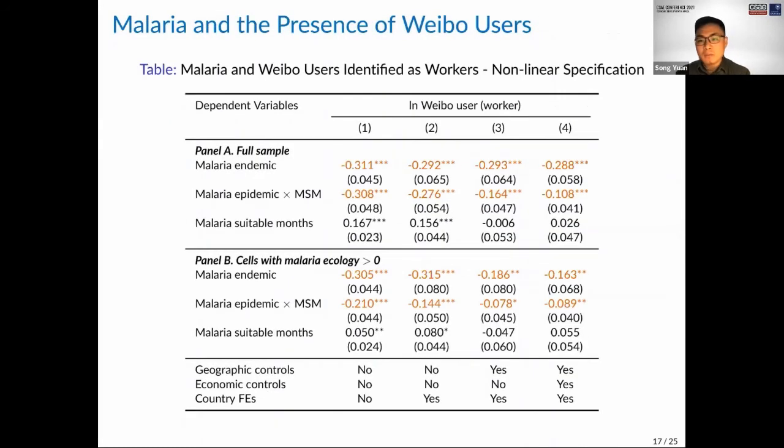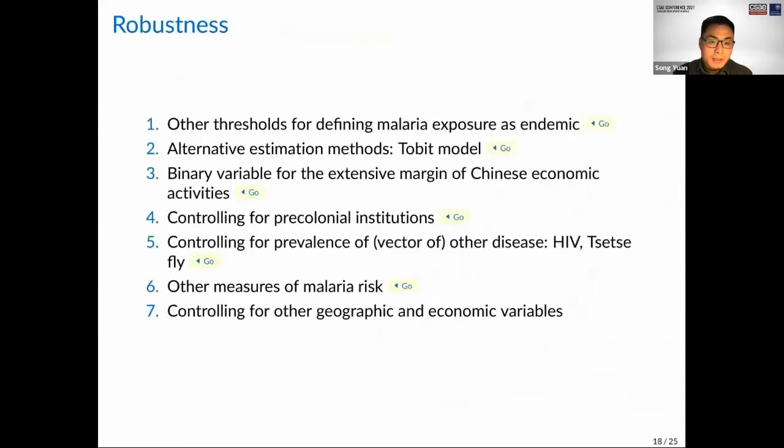And then we try to check if the malaria risk will affect the presence of Chinese workers or not. We look at both the full sample and the subsample with all the positive malaria ecology, which means that there's a positive malaria risk. And then we found that there's a strong and very robust negative impact of malaria risk on the log number of Weibo users in Africa. Basically, if it's a malaria endemic place, it means that in column 4, there are about 28% fewer Chinese workers there, which is a huge impact. Yes, there are a lot of robustness checks that I'll skip. If you ask, I can come back to them later.